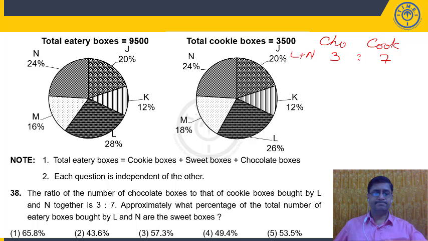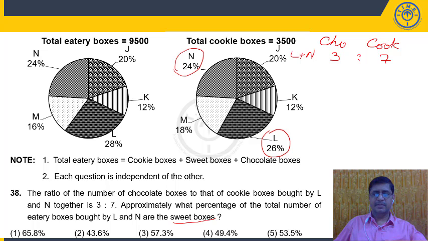Sweet boxes. So sweet boxes approximately we need to find. So what is the discussion here? Now L and N, how many cookie boxes did they buy? L is equal to 26%, N is equal to 24%. L plus N is equal to 50%.